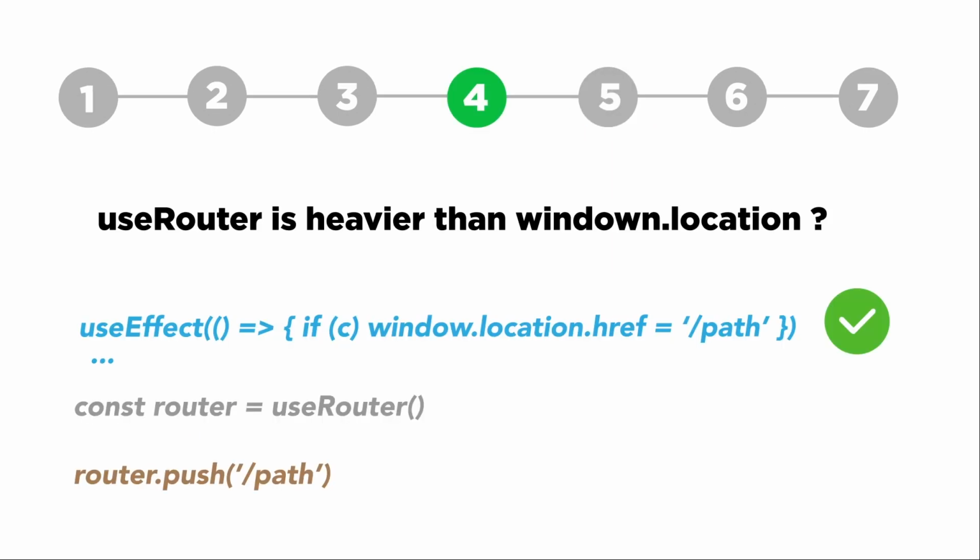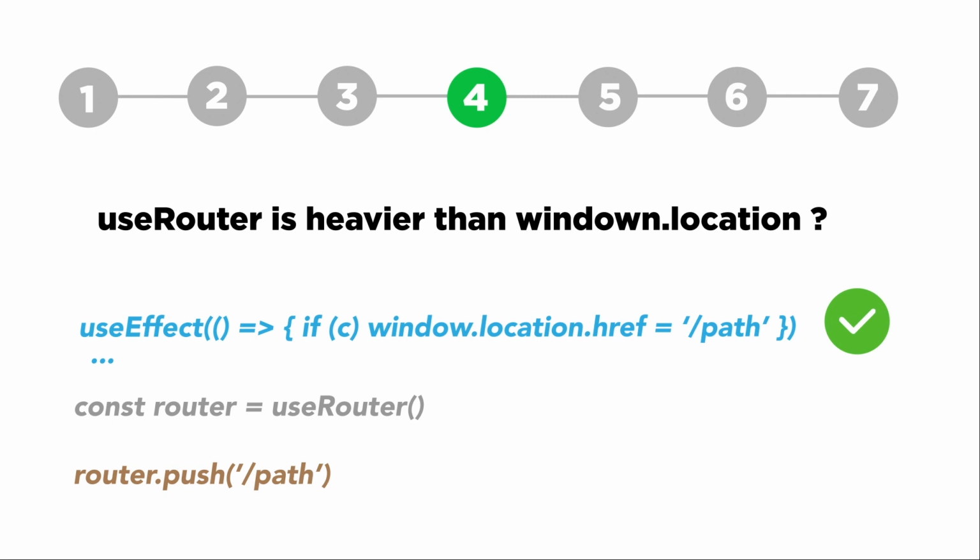Number 4, use window.location instead of useRouter when possible, because useRouter is heavier. Trust me, it's really heavy. Sometimes it's just going to hang a little bit before it responds. So it's better for you to use window.location via useEffect.